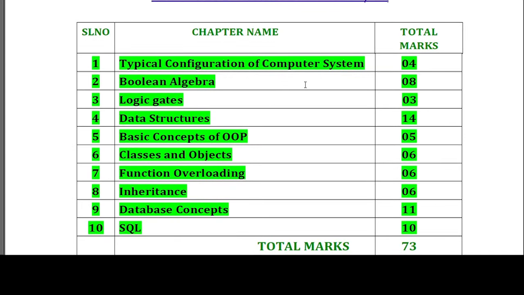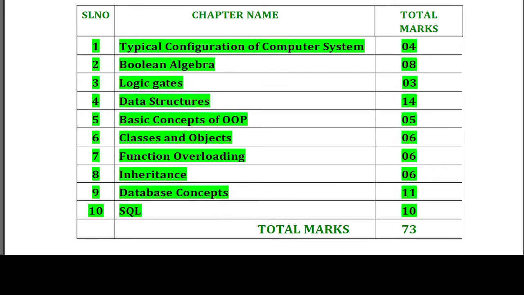We have typical configuration, Boolean algebra, logic gates, data structures, basic concepts of OOP, classes and objects, function overloading, inheritance, database concepts and SQL. You can just check out the marks. So it is totally 73.